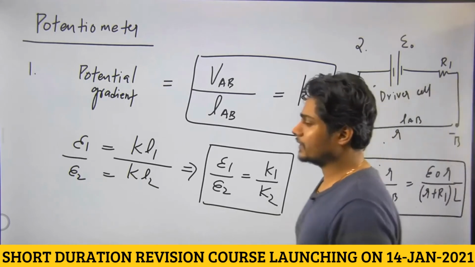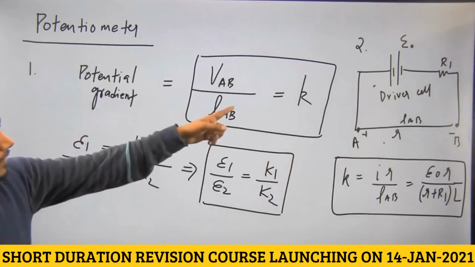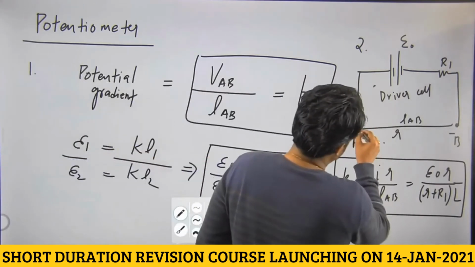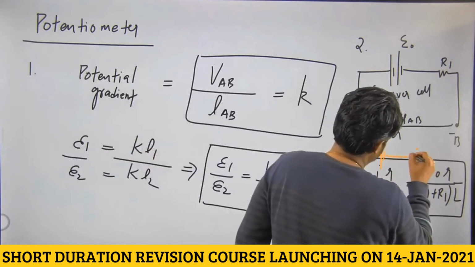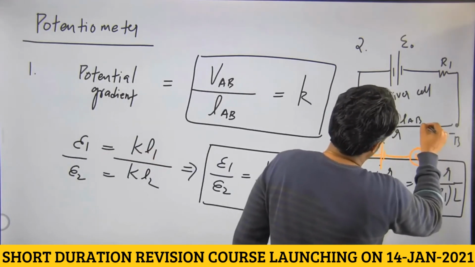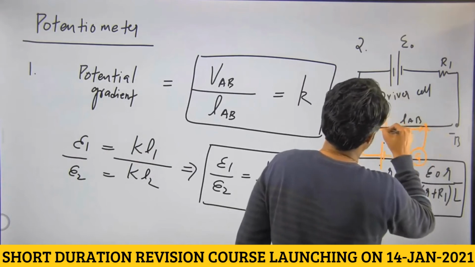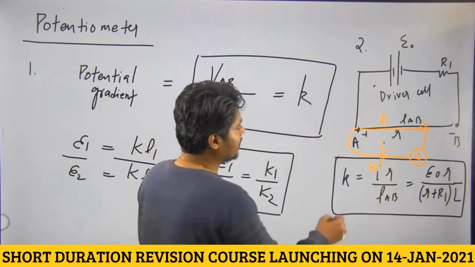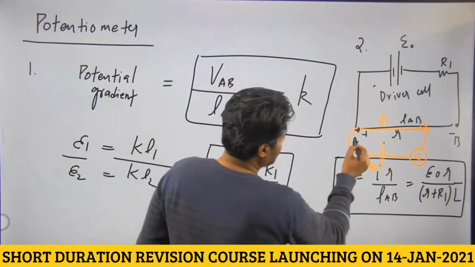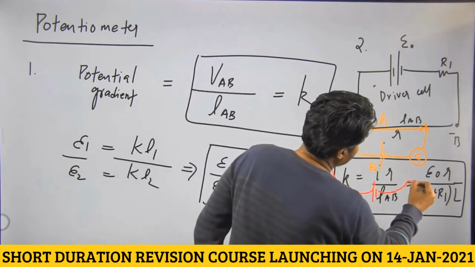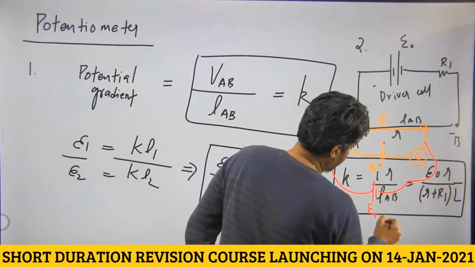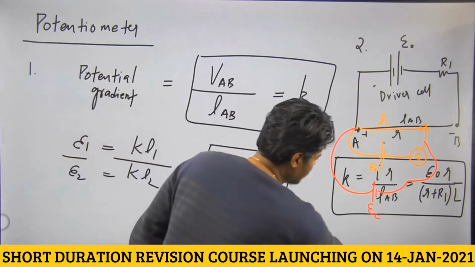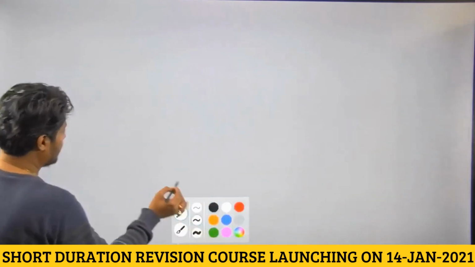Sometimes when they ask the potential gradient, then just draw the diagram of driver cell. This is the diagram of driver cell. And what is the diagram of primary cell? From here when we connect the battery, and this is the galvanometer and this is the balancing point, so this is L1. So this is primary cell E1. Similarly, we can also have another cell here, again galvanometer, this is secondary cell. So that is the diagram of potentiometer. Third thing you can add in this is internal resistance.